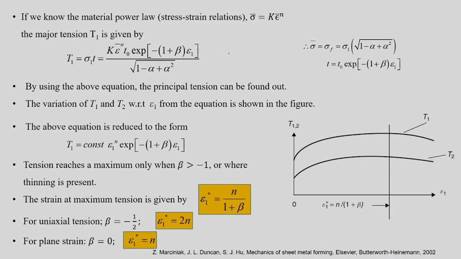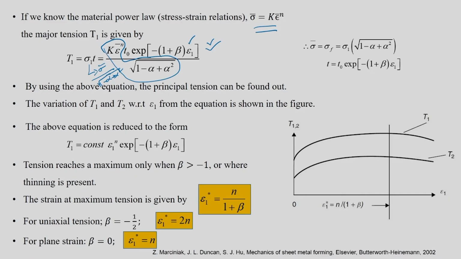In this equation, if you use the material law sigma bar is equal to K epsilon bar power n, then what will happen? You can say that this sigma 1 is nothing but sigma bar divided by square root of 1 minus alpha plus alpha square. Sigma bar is K epsilon bar power n, and t is nothing but t naught exponential minus of 1 plus beta into epsilon 1. So if you combine this, you will get this particular equation. This we have developed in the previous section itself.